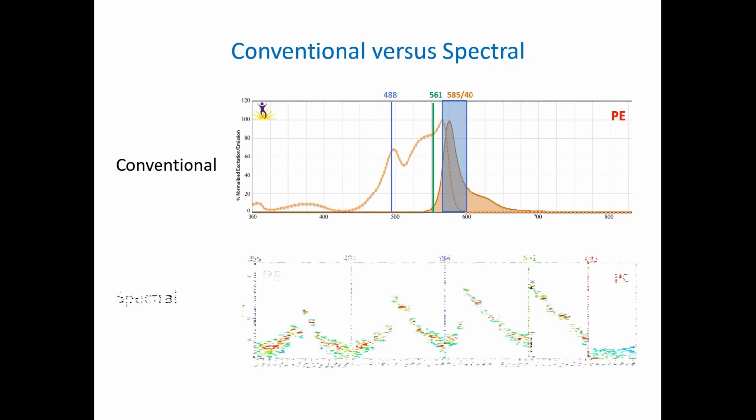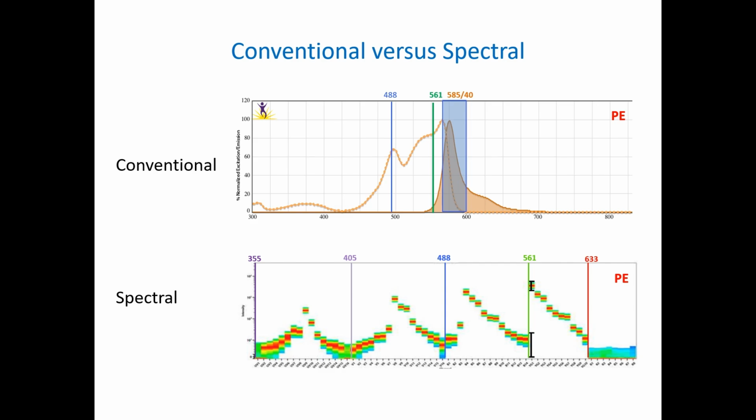lower. Spectral flow cytometry collects the whole fluorochrome emission spectrum from all of the lasers. Most spectral cytometers have upwards of 50 light detectors. Here we see what's called the fluorochrome spectral signature for PE. The emission of PE is collected through a series of small consecutive bandpasses from all 5 lasers. Let's look at how this is done.